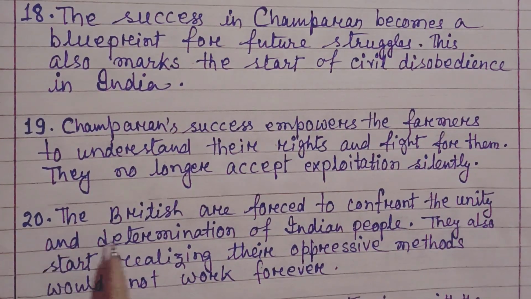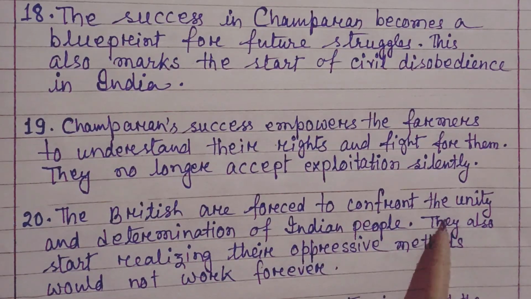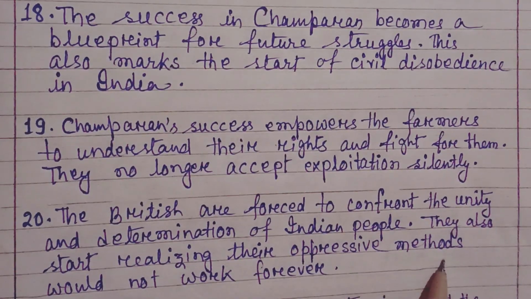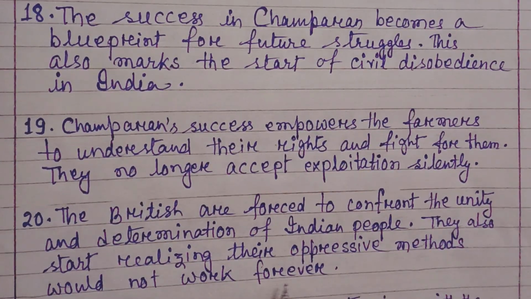Point 20. The British are forced to confront the unity and determination of Indian people. They also start realizing their oppressive methods would not work forever.